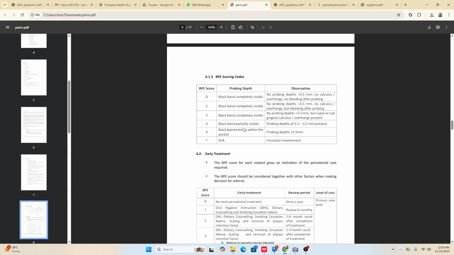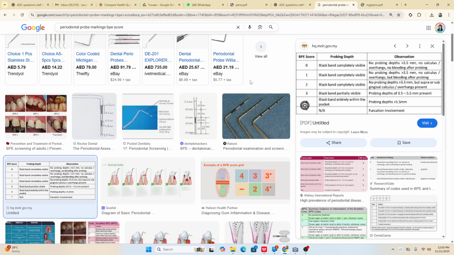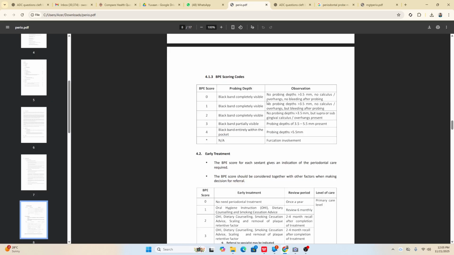Now we come to this. This is very important. This is also very important, but right now let's focus on this. Black band completely visible. Basically, it's saying that when you insert the probe in the pocket, the first black band is completely visible. It's not inside, which means that you have not gone beyond 3.5 mm. Okay, and there is no bleeding after probing. Because 0, 1 and 2 all have black band completely visible. They have the same criteria.